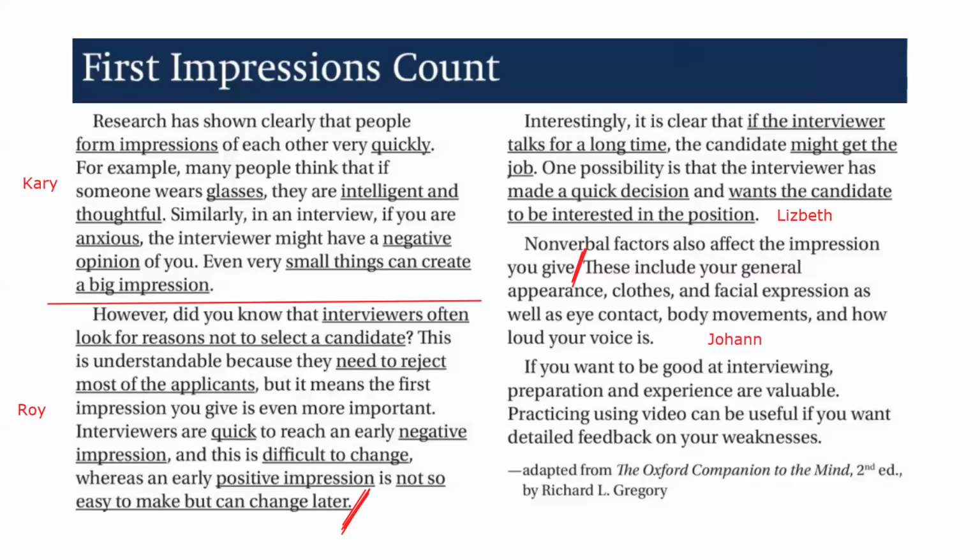This includes your general appearance, clothes, and facial expression, as well as eye contact, body movements, and how loud your voice is. If you want to be good at interviewing, preparation and experience are valuable. Practicing using video can be useful if you want feedback on your weaknesses. Excellent. Good pronunciation. Thank you, guys.